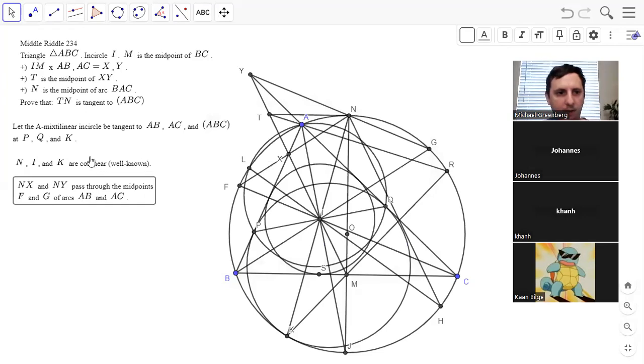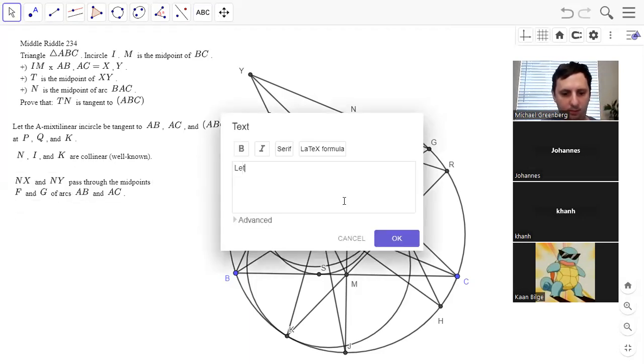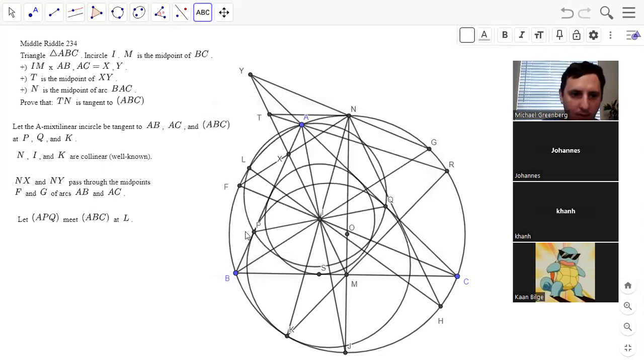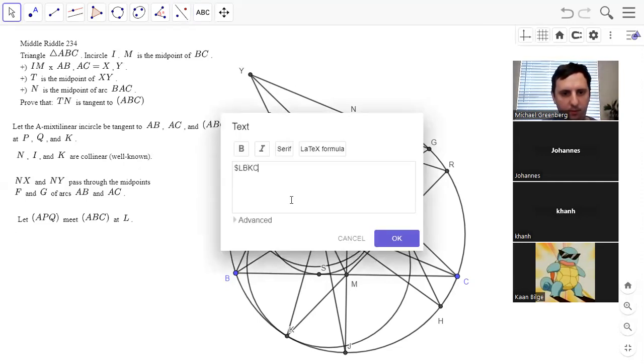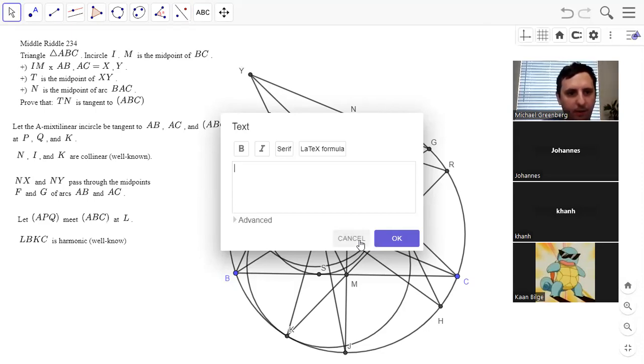And then let APQ meet ABC at L. Then LBKC is harmonic. Well known, but we'll prove it. Or I'll just say well known for now, but we can fill it in in just a second. And then we take that projecting through I.